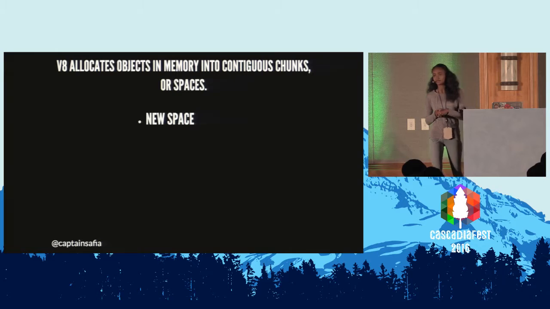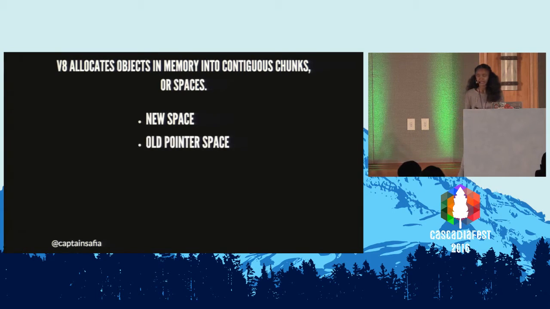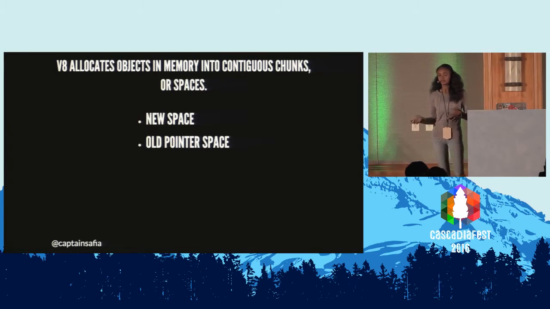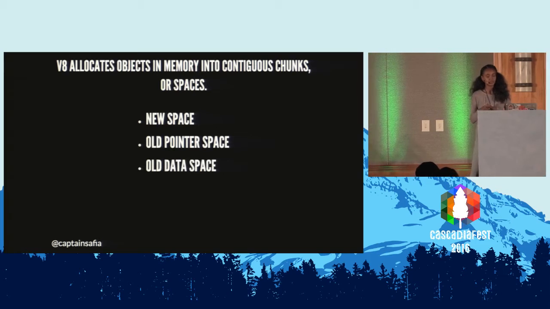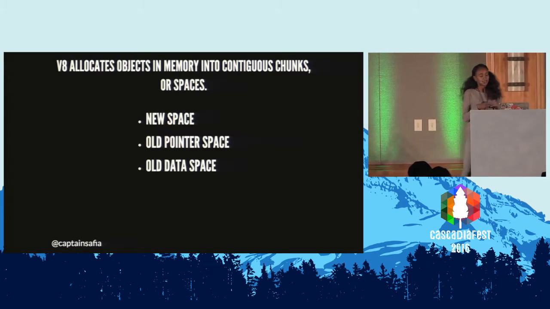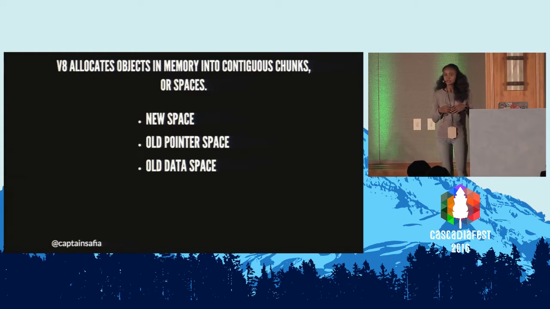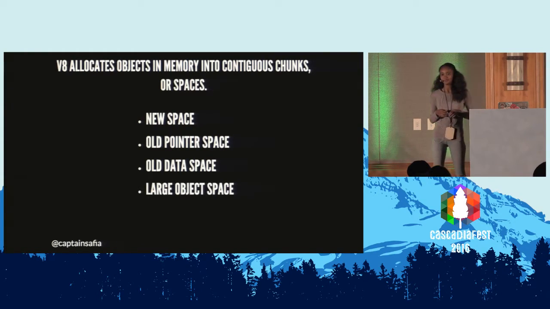So the first space you have is the new space. This is where memory is first allocated. Data in this space is generally pretty small, and once it's hung around the new space for a while, it graduates into two different spaces. If it's a pointer or a reference to a scalar, it gets moved to the old pointer space. And if it's data in and of itself, if it's a string, a boxed number or an array, it gets moved to the old data space. And there's a fourth kind of space separate from those two, known as the large object space. The name is also pretty obvious. It stores large objects, generally larger than 8 megabytes.